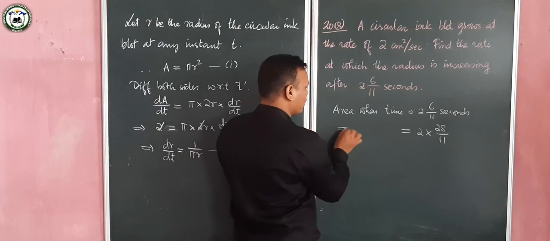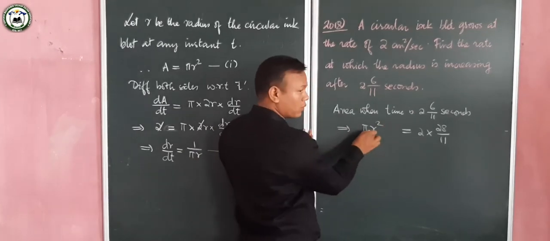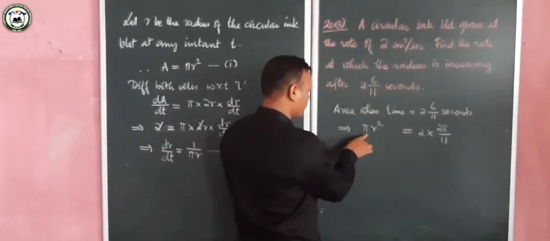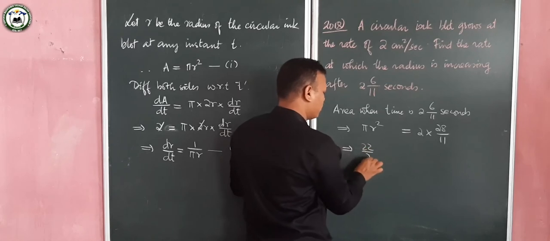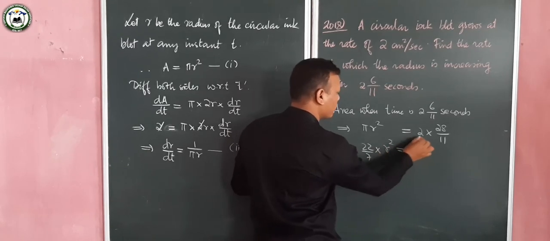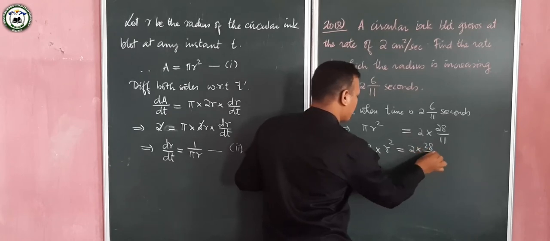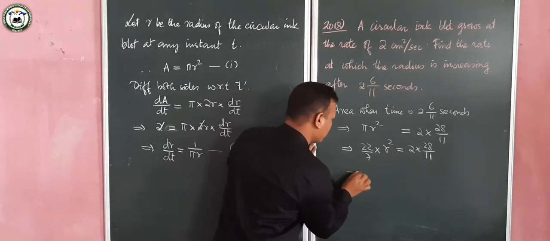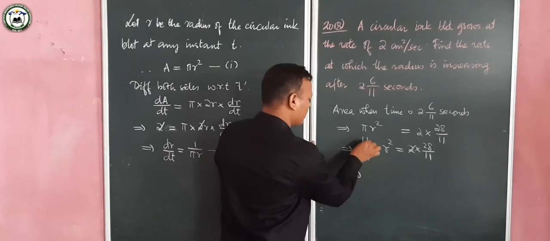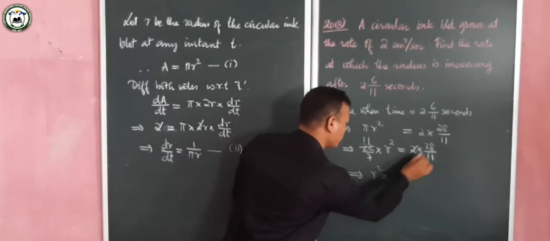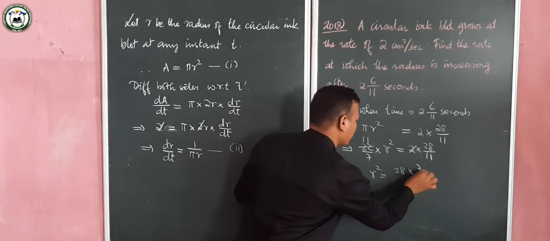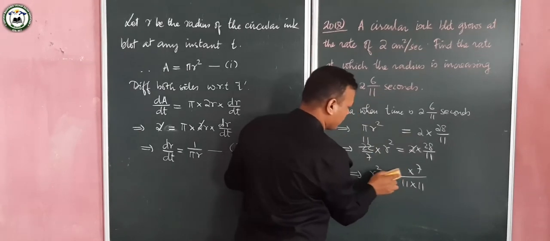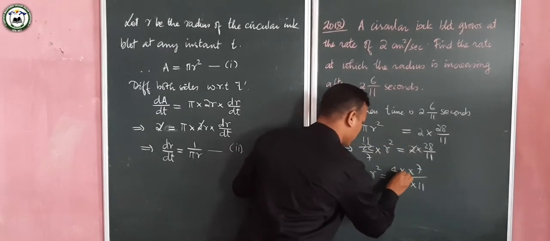Now again, what is the formula for area? Pi r square. So I am trying to find the value of r, please remember. So let's see what happens from here. We have pi as 22 by 7, then r square, so 2 into 28 by 11. Let us find the value of r from here. Cancel this 2 and 2, and the 11 also cancels, so we have r square equals 28 into 7 by 11 into 11.